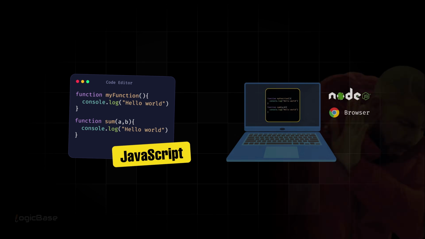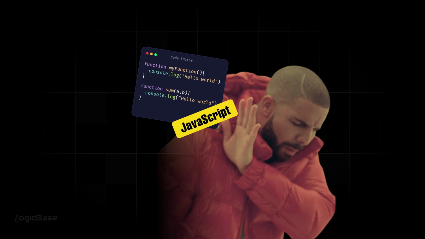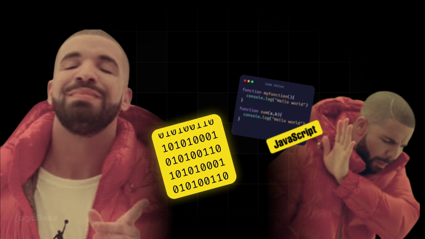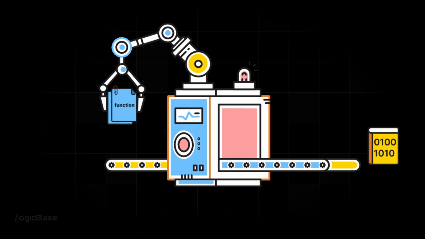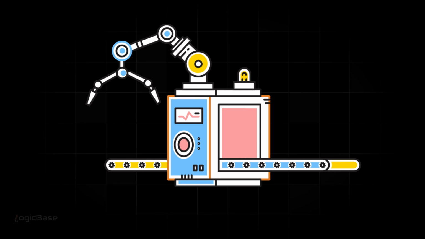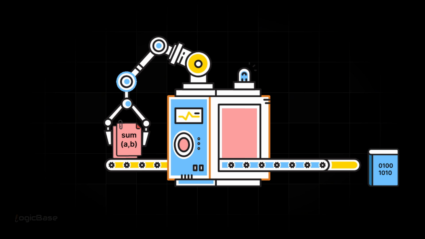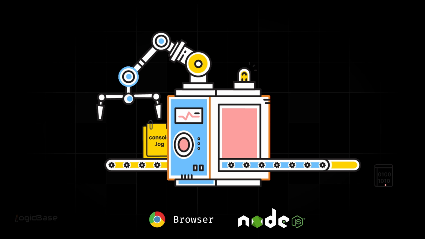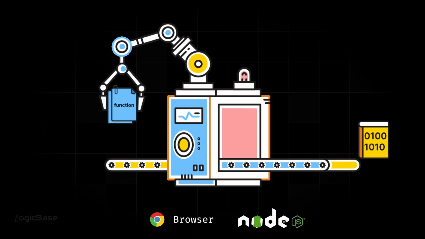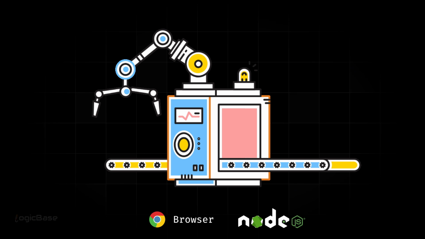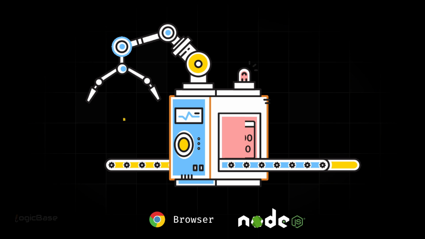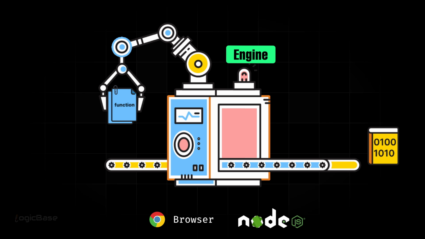But here's the thing. Computers don't understand JavaScript. They only understand binary or machine language. So, somehow, the browser has to translate our JavaScript code into machine language so that the computer can actually run it. That means there must be some kind of mechanism inside the browser or in the Node.js runtime that performs this translation from our programming language to machine language, right? Exactly. That mechanism inside the browser is called the JavaScript engine.